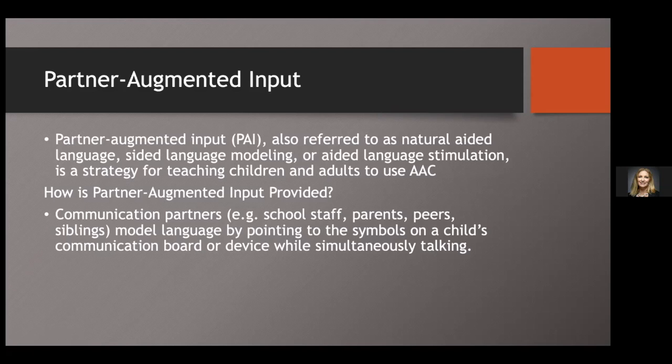So partner augmented input, like Jack said, has lots of different names: aided language input, aided language stimulation. Basically what that means is as you communicate verbally with the AAC user, you're also going to utilize the device and touch corresponding buttons. So basically what that does is it teaches them where things are located, how things are categorized.